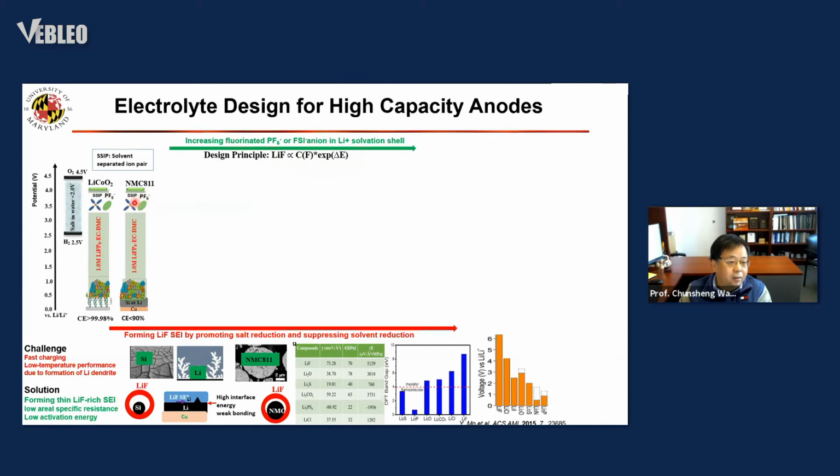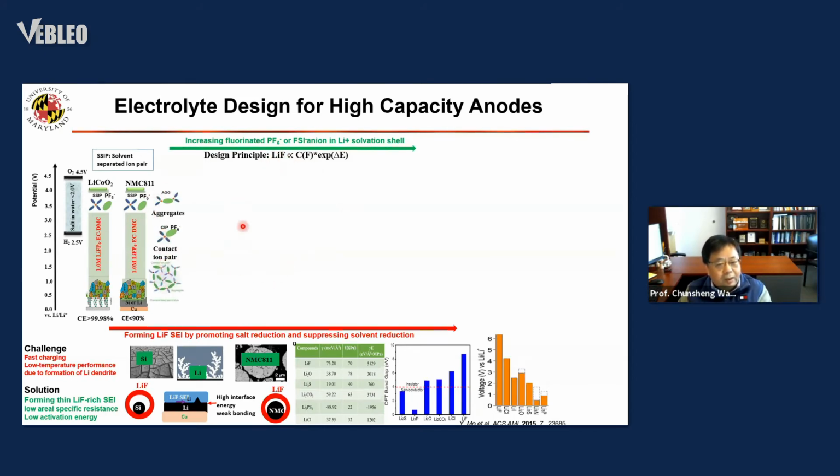Even if the ion and the solvent move to the anode side, if the ion has high reduction potential, they will reduce first to form lithium fluoride. When lithium fluoride is on the surface, it can protect the anode and suppress solvent reduction. So both are important. So the design is we use two strategies to increase the concentration of lithium fluoride in the SEI.